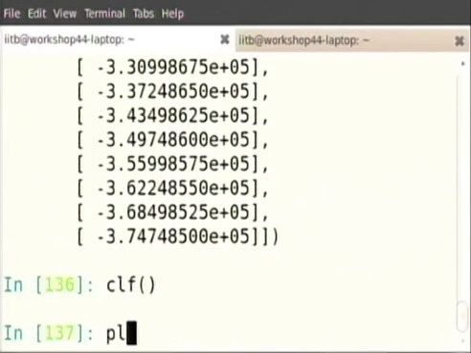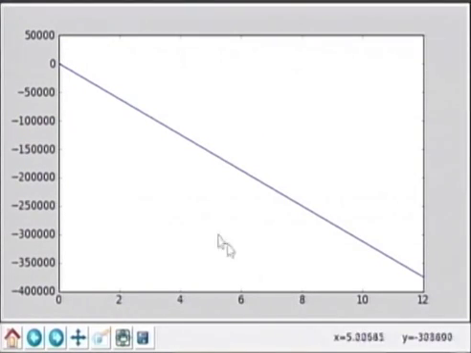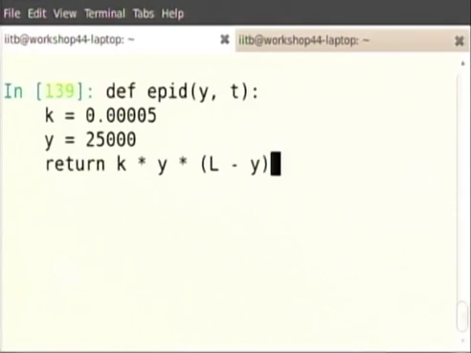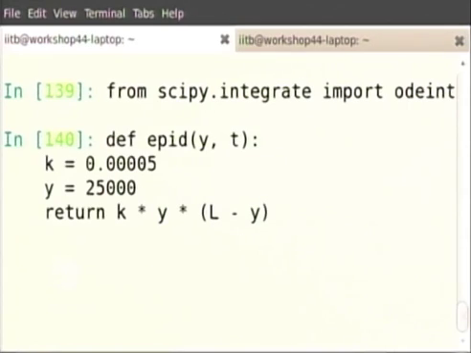So let us try and plot y against t. The plot should give us a visual representation of the number of infected people against time. I must have made a mistake somewhere, because the plot we expect is supposed to look like this. Now, let us retrace our steps and see what mistake I made. Okay, this part is correct. I think I probably typed 10 less, yeah, 10 less.